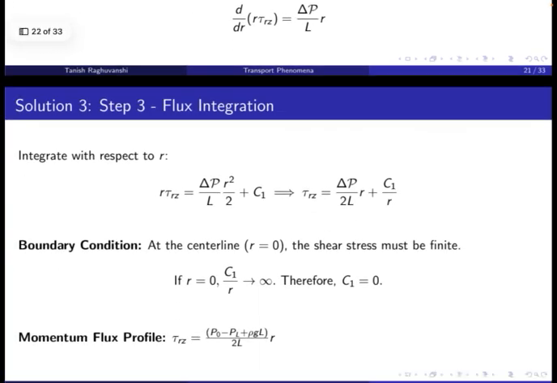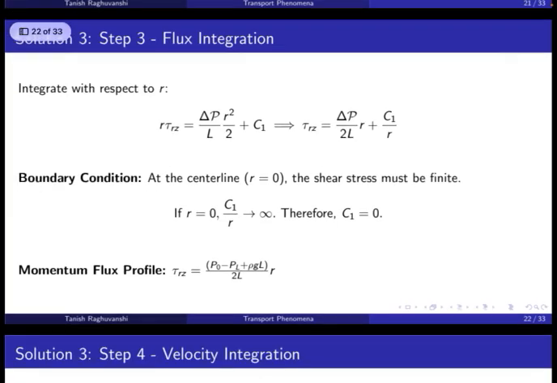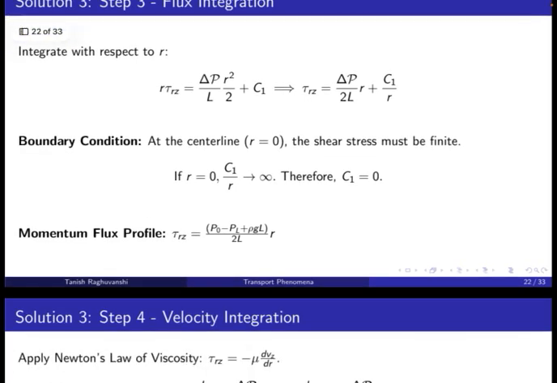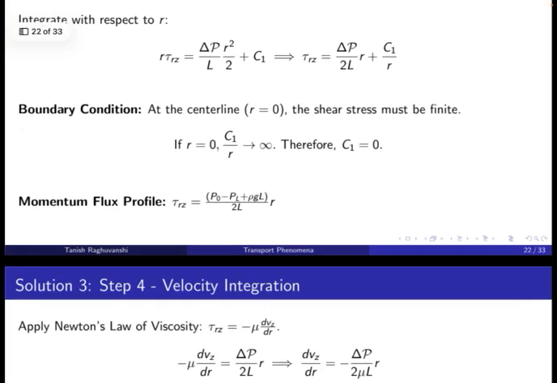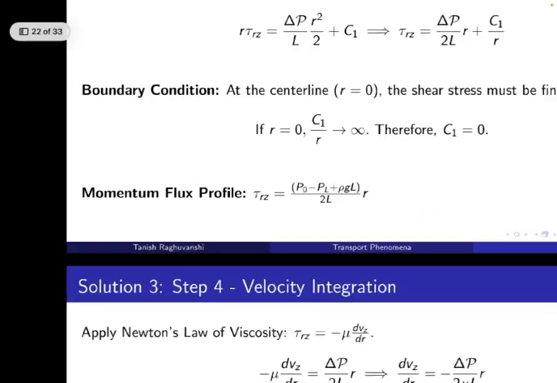So we can integrate this again. Now we apply the boundary conditions: at the center, R equal to 0, the stress must be finite. So here we can apply the logical boundary condition, because R is in the denominator but tau has to be finite. If R is in the denominator, then C1 goes to infinity, the entire term goes to infinity, and then tau RZ also goes to infinity. So by that logic, we can conclude that C1 is equal to 0. So this is what the momentum flux profile looks like here.